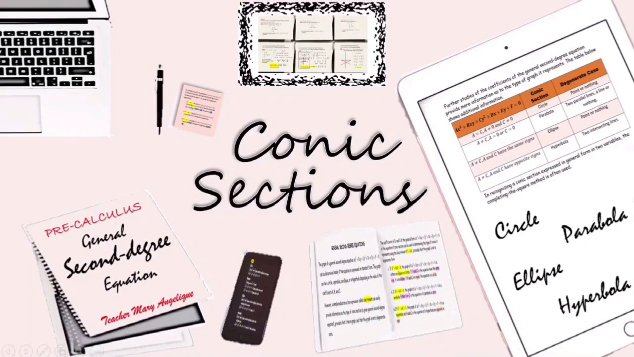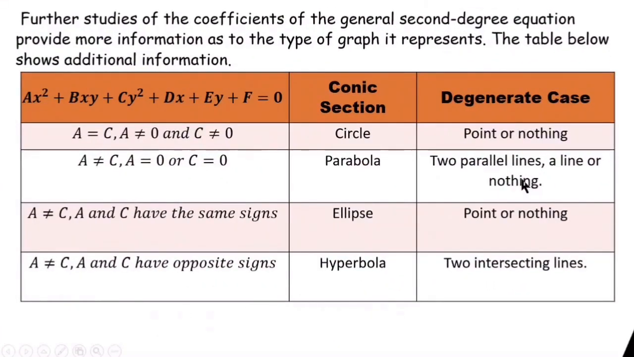However, there are other cases with the same general form that are actually not a circle, a parabola, an ellipse, or a hyperbola. These are called the degenerate conics. The degenerate case of a circle is either a point or an empty set, which means no graph or does not exist. The same case applies for an ellipse. For parabola, the degenerate case could be a line, parallel lines, or simply the conic does not exist. While the degenerate case for hyperbola is intersecting lines.